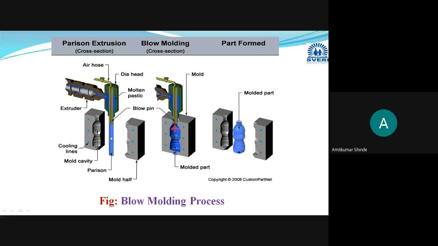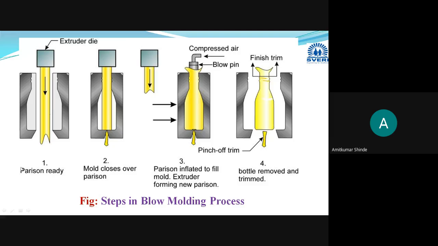This is your first stage. Then we place this parison in the mold cavity, which has two parts with a cooling arrangement in it. You can understand the stages here. The first is manufacturing of the parison, and in the next stage we place the parison in this mold cavity having two parts. This is the second stage.